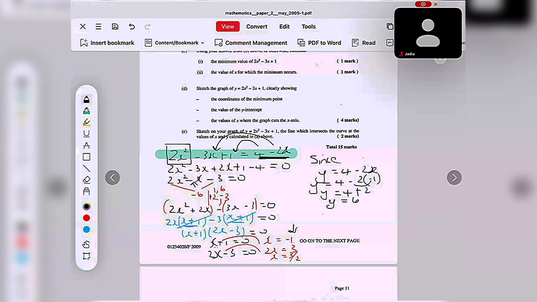All right. Or y can also be equal to 4 minus 2 times the second value, which is 3 over 2. So 4 minus 2 times 3 over 2. And we can easily cancel these two 2's here. So we end up with simply y equals 4 minus 3, which means y is equal to 1. All right, so tough question.